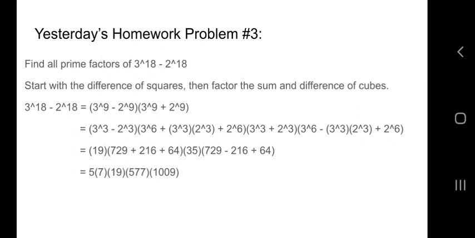So let's start by factoring this as the difference of squares. 3 to the 18th power is equal to some number squared, and that number is 3 to the 9th power. So 3 to the 9th power squared is 3 to the 18th. 2 to the 9th power squared is 2 to the 18th. So we can factor this as 3 to the 9th minus 2 to the 9th times 3 to the 9th plus 2 to the 9th.